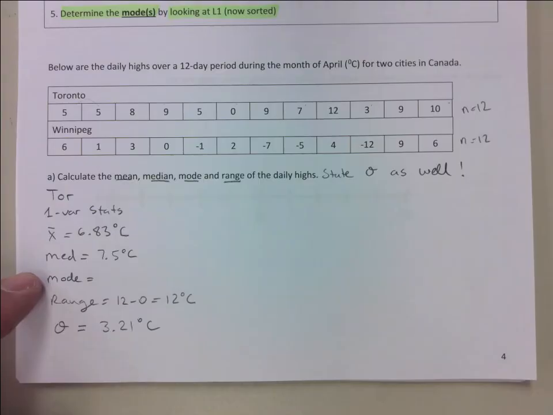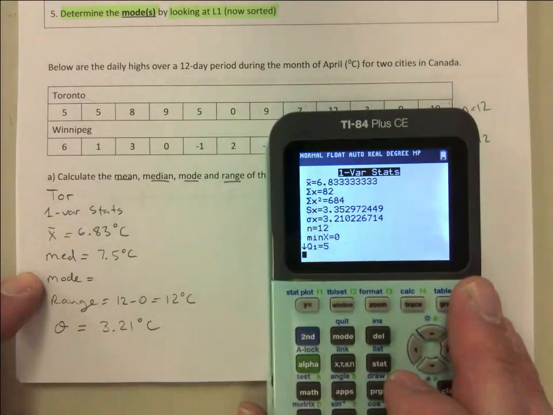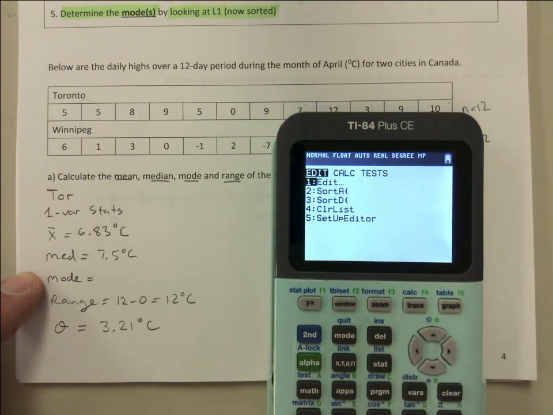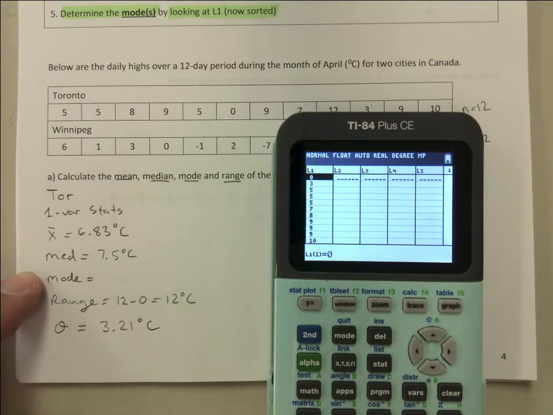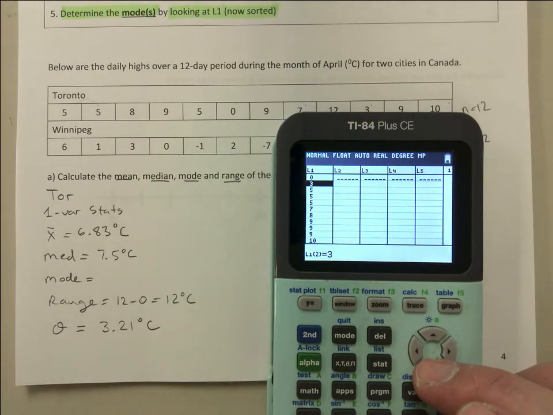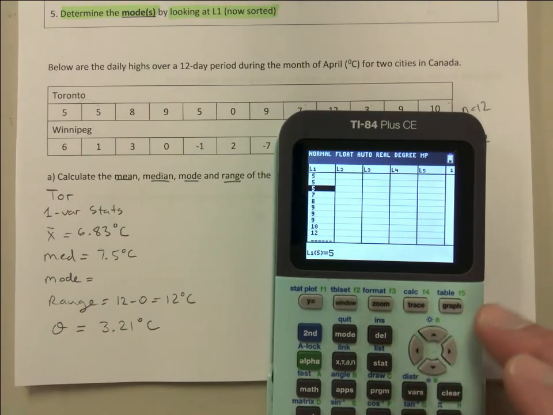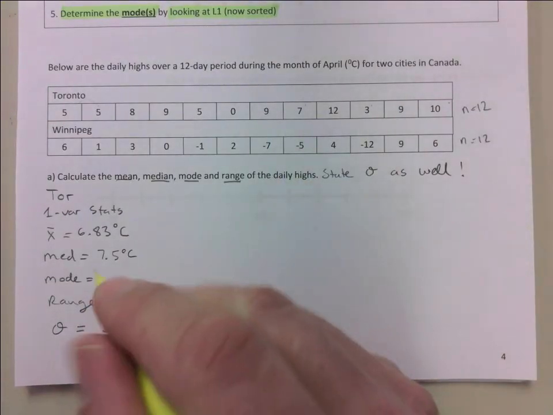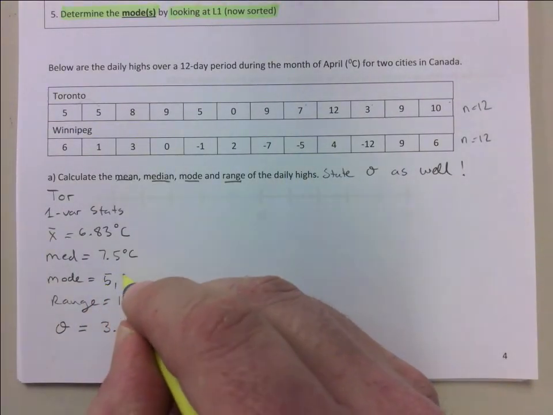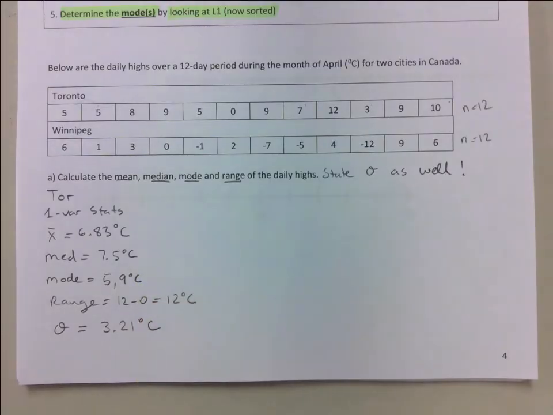Let's find our mode. How do we do mode? We go stat, edit, and go look at your values. I'm going through it. 5, 5, 5. So far 5 is one of the modes. There are 3 9s. And that's it. So 5 and 9 are my two modes here. 5, 9 degrees Celsius.